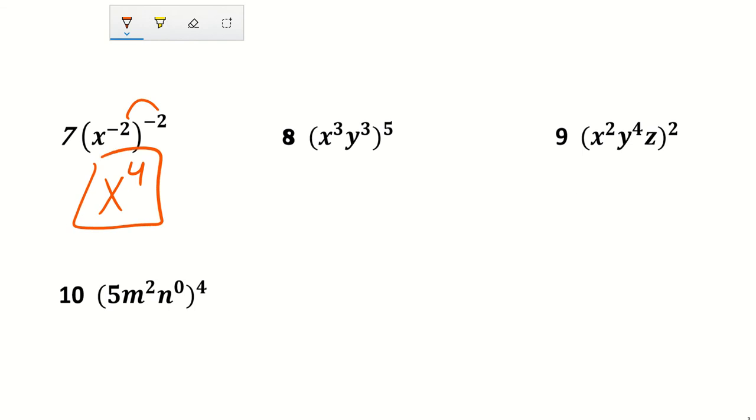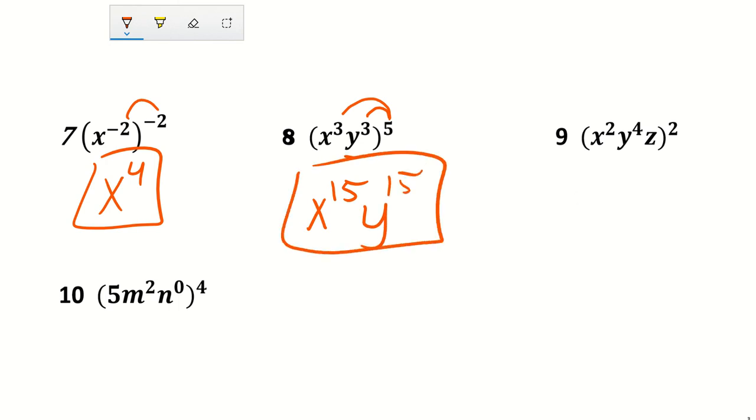Now, what happens if they give you more variables? Instead of just one, well, you just treat them the same. Remember, you multiply with every exponent on the inside. We have 3 times 5 is 15. And then let's work with the y's. 3 times 5 is 15. So there you have it. We have x's, we have y's. We cannot combine them, so we're good there. Let me put a 1 here where we have the z for number 9, just so I know that there's a 1 right there.